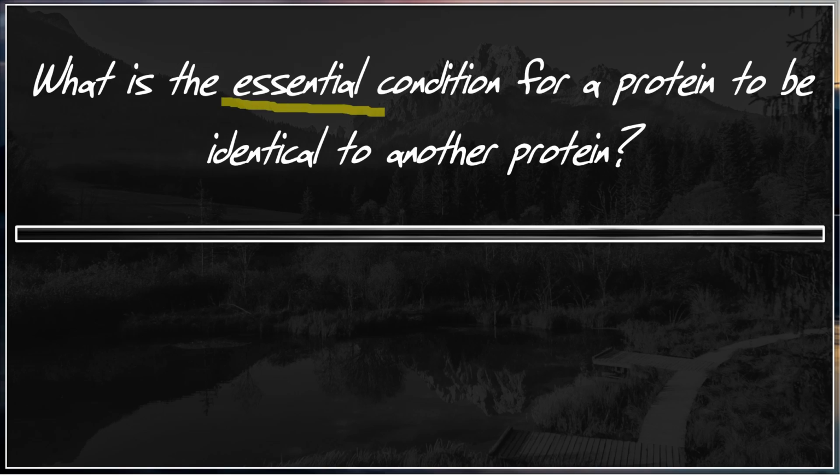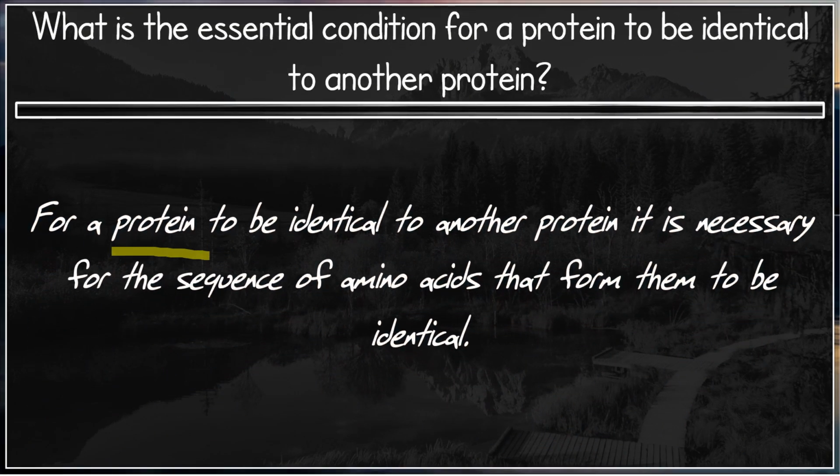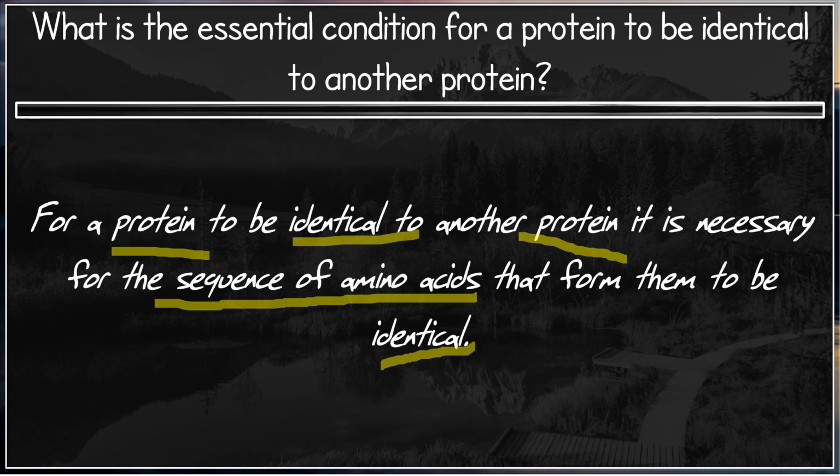What is the essential condition for a protein to be identical to another protein? For a protein to be identical to another protein, it is necessary for the sequence of the amino acids that form them to be identical.